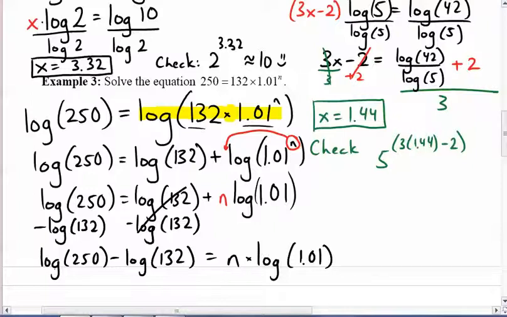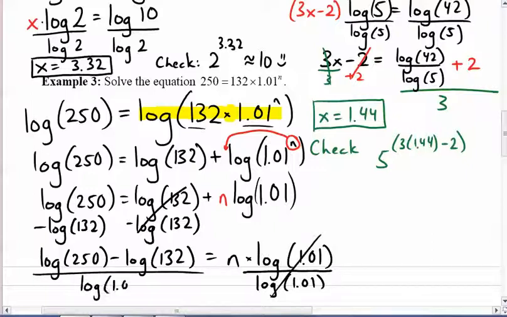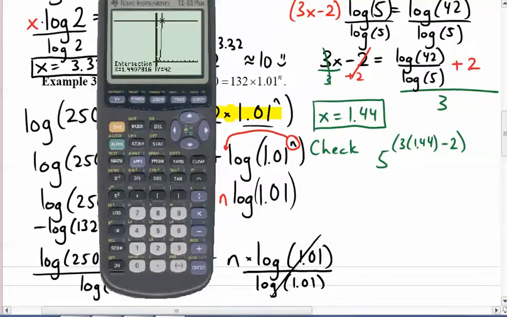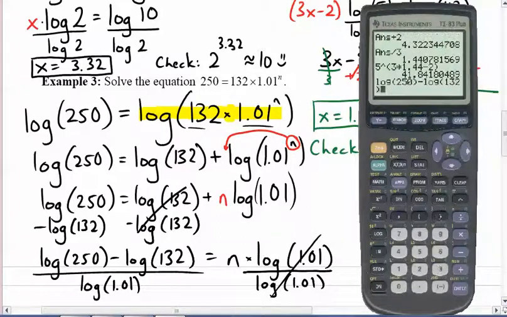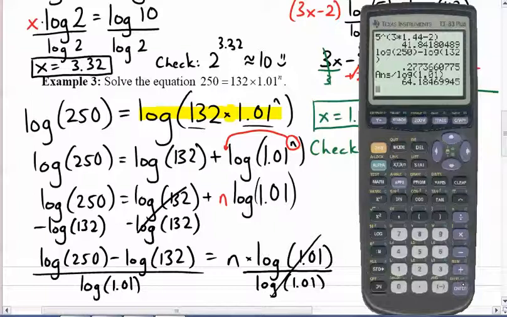So now we almost have n by itself. Since n is being multiplied by the log, I'm going to do the opposite of multiplication and divide both sides by log of 1.01 to cancel off the logs from the right-hand side. And now I can plug that into my calculator. So log 250 minus log 132 equals, and then divided by log 1.01. It's important that you have brackets around the numerator if you want to do this all in one step. So n is 64.